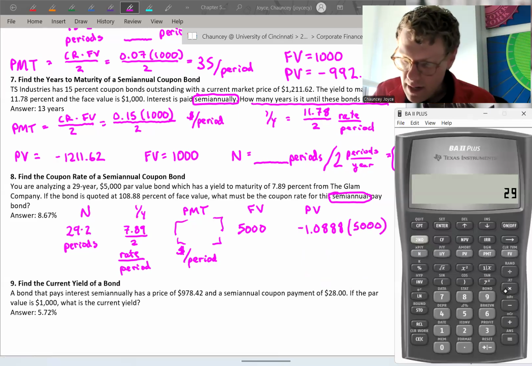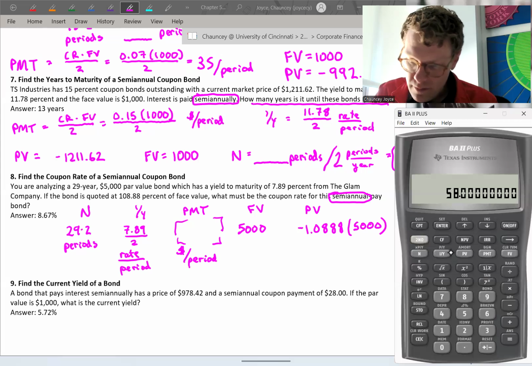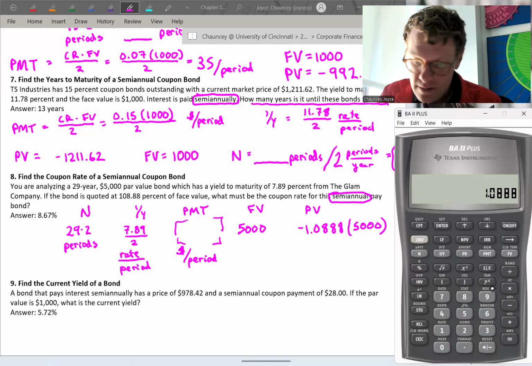So let's take 29 times 2 for 58 N periods. 7.89 over 2 equals the IY per period. 5,000 is your face value. And then 1.0888, 3/8 there, times 5,000 equals, it's an outflow. You may get an error if you do this incorrectly. That's your PV, and then you compute for coupon payment.